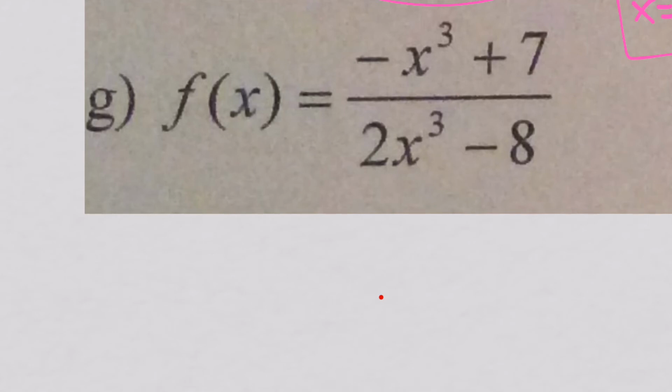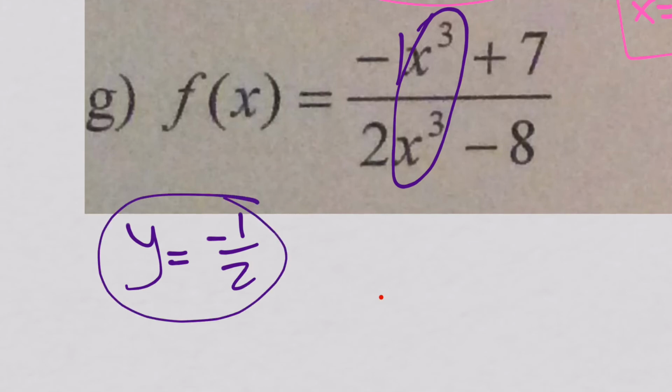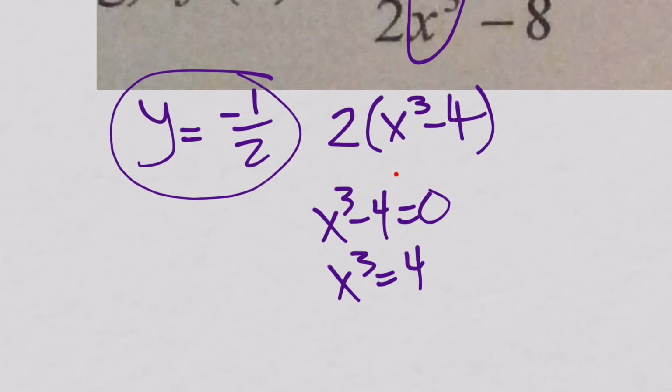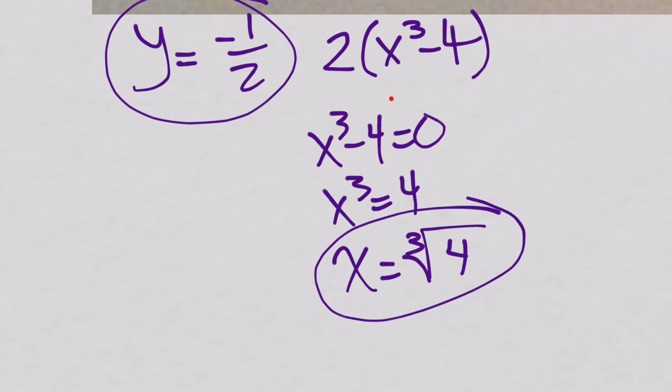I have x cubed over x cubed, which means my coefficients will tell me where my horizontal asymptote is. So y equals negative 1/2 is my horizontal asymptote. Vertical asymptote, factor the bottom. 2 times x cubed minus 4, if I can do math. So we will have a vertical asymptote when x cubed minus 4 equals 0, which means x cubed equals 4, which means we have a vertical asymptote at x equals the cube root of 4.